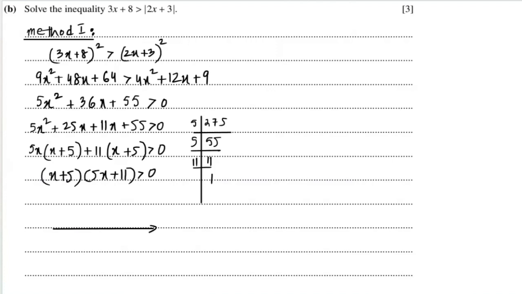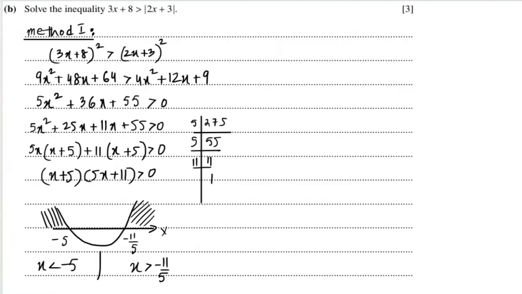So my critical values are negative 5 and negative 11 over 5. Negative 11 over 5 will be here somewhere, since negative 2 point something is a bigger value as compared to negative 5. So my solution set is this region and this region. Okay? So this is the x-axis. Now this is the part where you need to focus. There are two solution sets, but mark my words, only one of them is the correct answer.